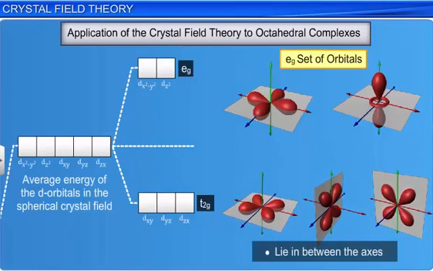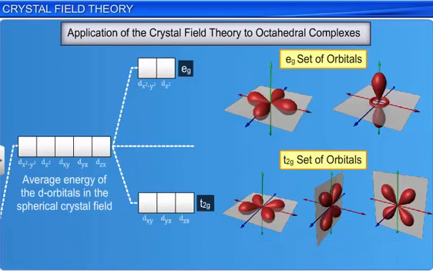Consequently, the energy of the Eg set of orbitals increases, while that of the T2g set decreases relative to the average energy in the spherical crystal field. Thus, under the influence of the ligands, the degeneracy of the 5d orbitals of the metal ion is lost, and they are split into two groups of different energies. This effect is known as crystal field splitting.